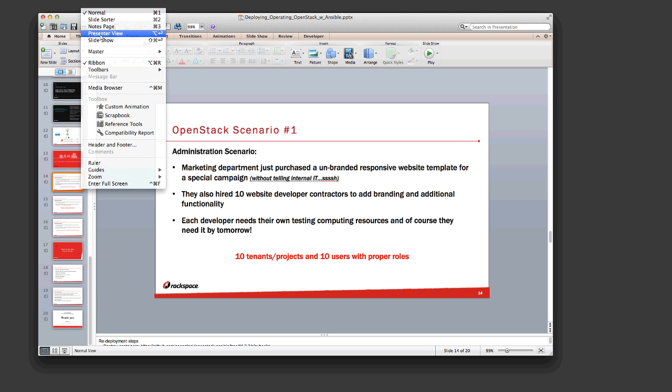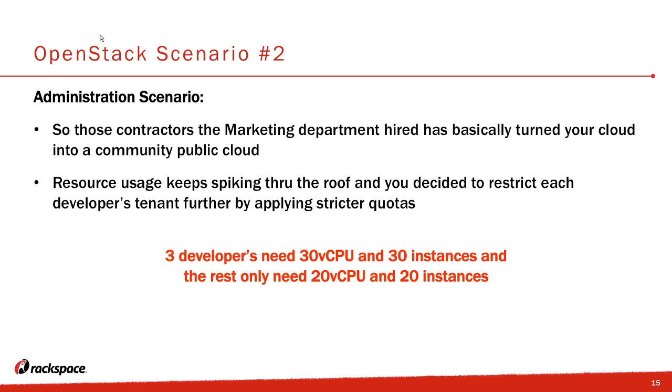So our next scenario is this. Now that you've created those contractors, you handed over that environment to the marketing manager. Those contractors have gone and basically turned your cloud into a community public cloud. They have consumed an enormous amount of resources. They've basically run wild, for lack of a better word. And now your resource usage is spiking through the roof. And you realize, I need to go in and restrict these guys because they don't know how to respect my cloud.